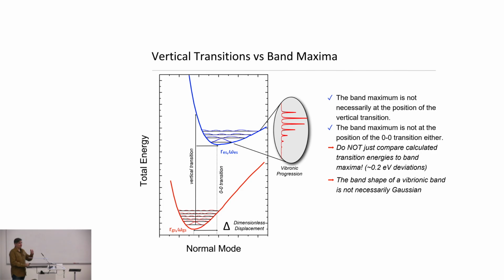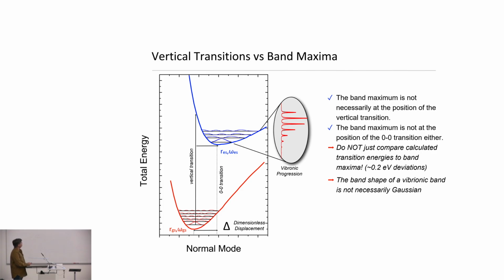That simply means the excited state has a different geometry. You can imagine you transfer an electron from a bonding orbital to an anti-bonding orbital, then in the excited state that bond will lengthen, right? And the normal mode that is dominated by the stretching vibration of that bond will be displaced to longer distances. So that is your dimensionless displacement delta. And then, of course, you also have the vibrational wave functions of the excited state.